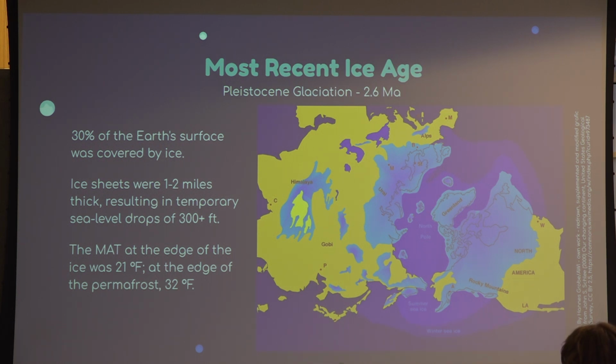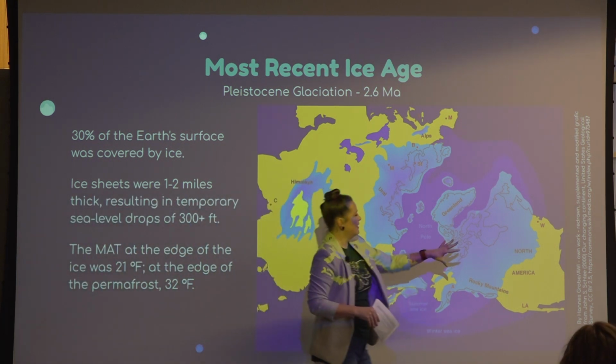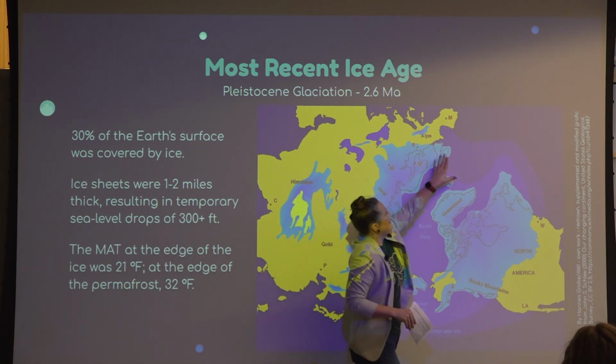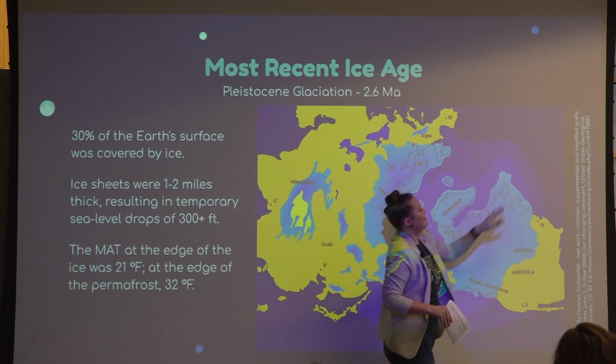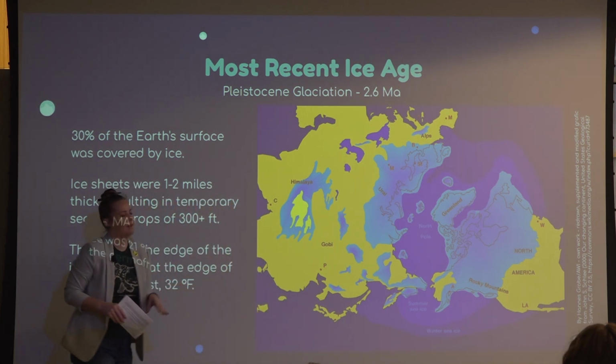Now, the mean annual temperature at the edge of the ice was about 21 degrees Fahrenheit, and at the edge of the permafrost was about 32 degrees Fahrenheit. So it was chilly, but it makes sense. There's ice everywhere. So here's a map of the northern hemisphere looking down on the North Pole. So here's Eurasia and North America, and then all of this is ice, and all of this is sea ice. And the sea ice goes out to about here.